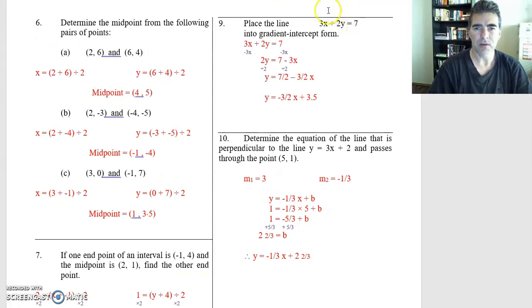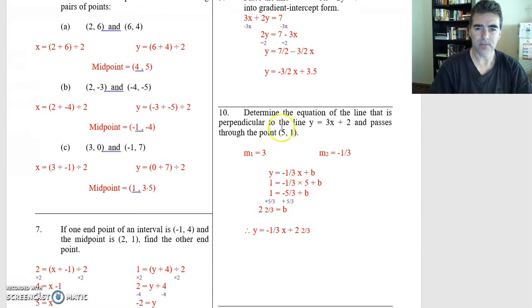With question 9, this equation is not in gradient intercept form, so what I'm going to do is I want the y's to be positive. It already is, so subtract 3x from both sides, and I get 2y equals 7 minus 3x. I don't want 2y, so divide both sides by 2, remembering to divide all of it by 2. So 7 divided by 2, -3x divided by 2, and normally I want the x's first, including the sign. So in gradient intercept form, I have y equals -3/2 x plus 3.5.